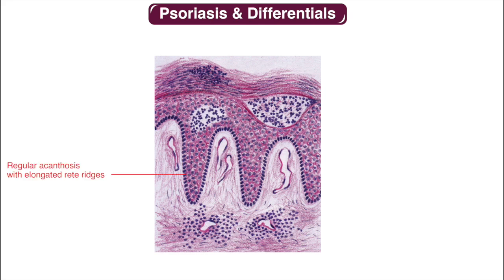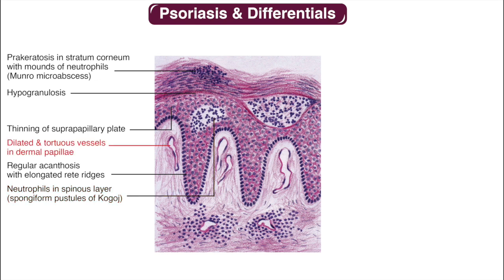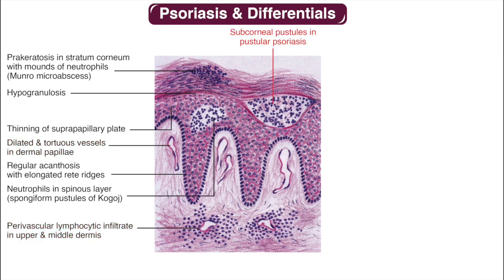Common histomorphological features are regular acanthosis with elongated terete ridges, thinning of suprapapillary plate, hypogranulosis, parakeratosis in the stratum corneum with mounds of neutrophils known as Munro's microabscess, neutrophils in the spinous layer forming spongiform pustules of Kogoj, dilated and tortuous vessels in the papillary dermis, perivascular lymphocytic infiltrate in upper and middle dermis, and subcorneal pustules in pustular psoriasis.